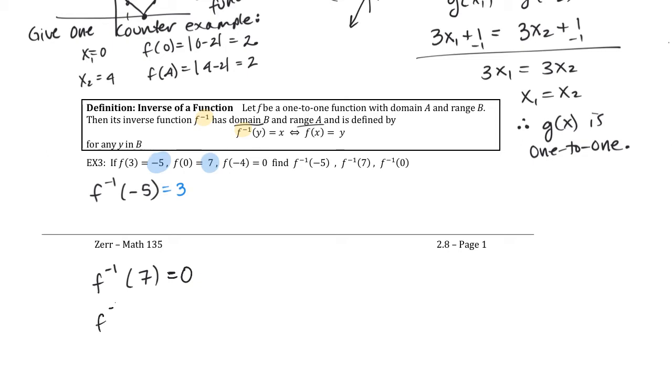Okay, inverse of f evaluated at 0. Who has an output of 0? Here it is. And so that corresponds to an input of -4. And so now in the world of inverses, that used to be input, now it's output.